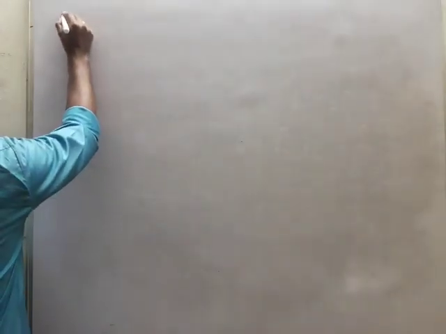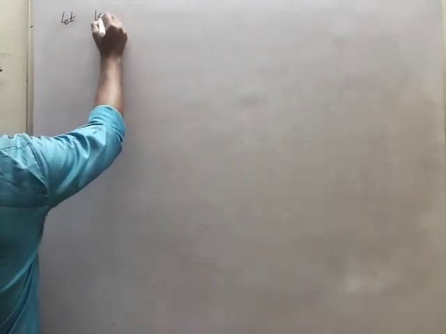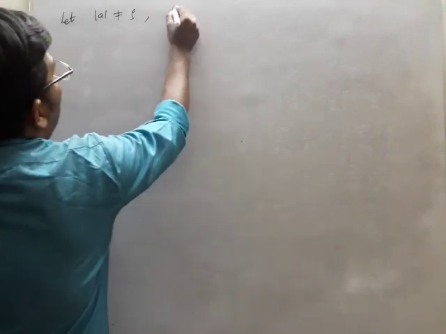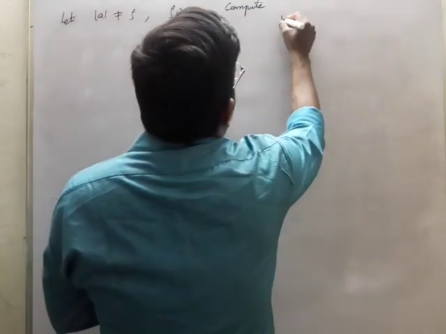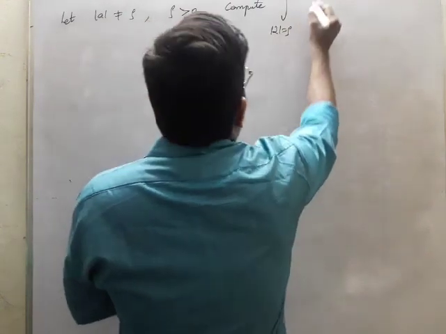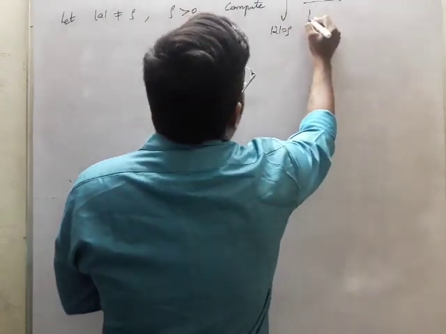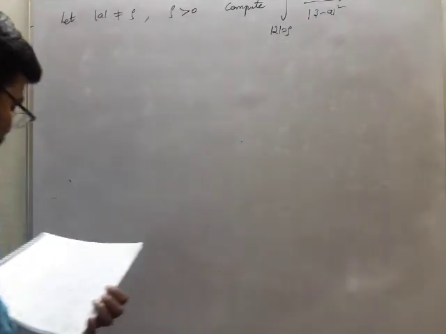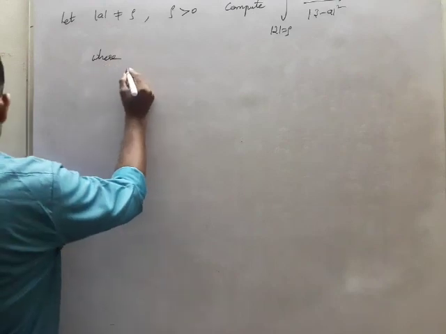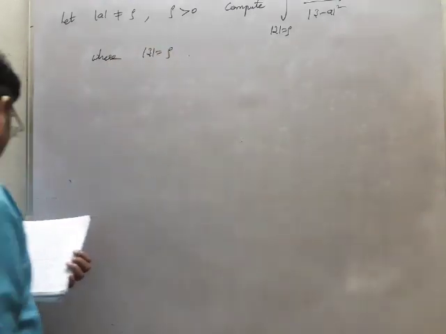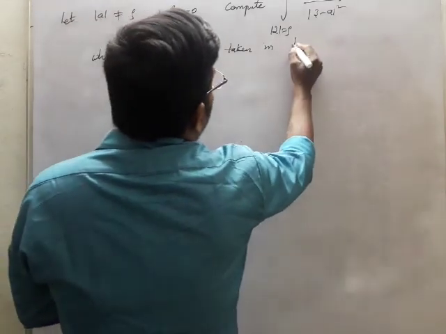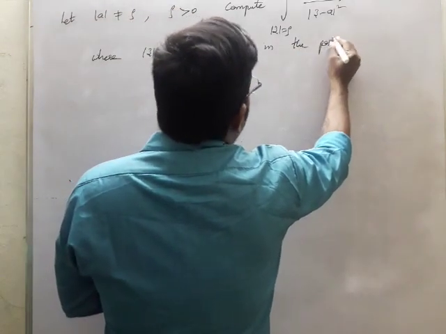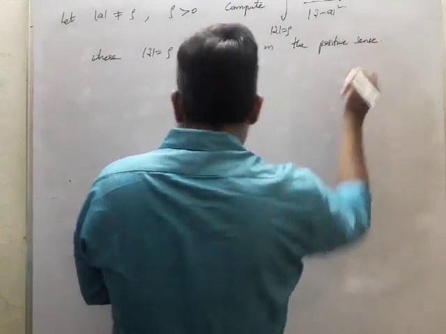Okay, next problem is: let mod a not equal to rho and rho greater than 0, then we need to compute the integral over mod z equal to rho of mod dz by mod z minus a whole square, where mod z equal to rho is taken in the positive sense.